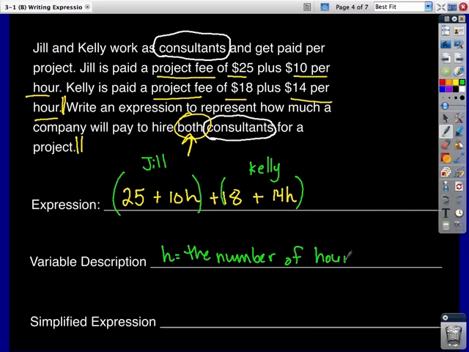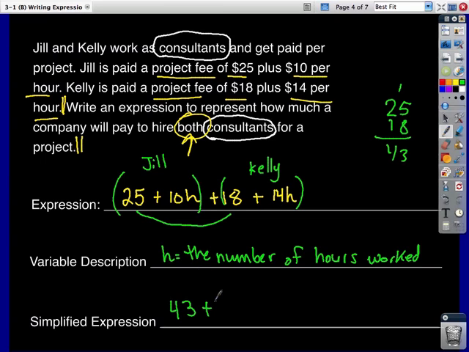Now, we don't know how many hours they're going to work. That's why we put a letter for it. So if Jill and Kelly both work 16 hours, we could plug 16 in and quickly calculate how much a company would have to pay for both of them. But now I have to combine like terms and simplify. I'm going to combine the 25 and the 18 through addition, and I get 43. Now I'm going to combine my 10H and my 14H through addition, and I get 24H. So this is my final answer.